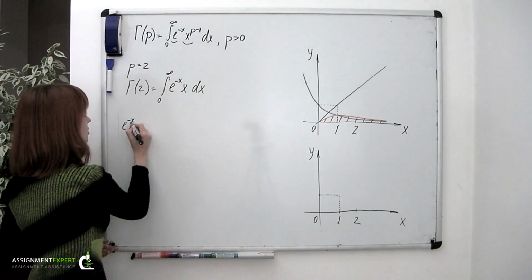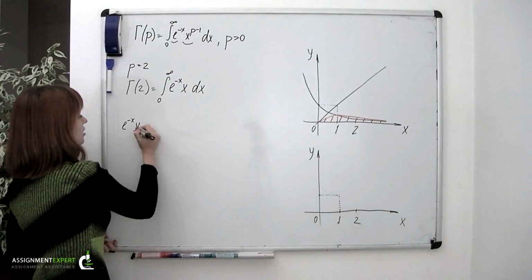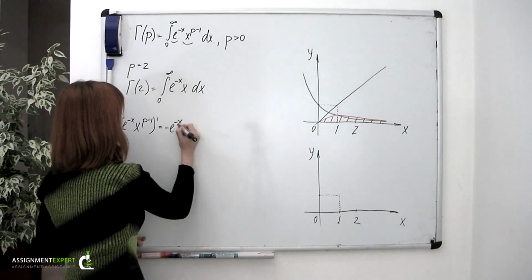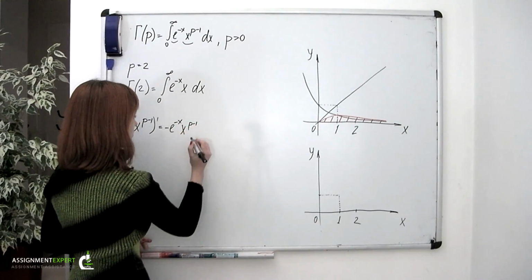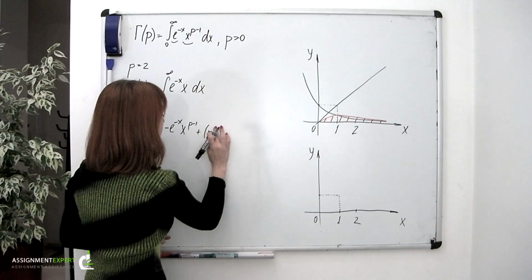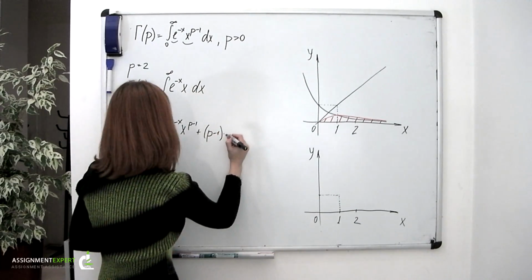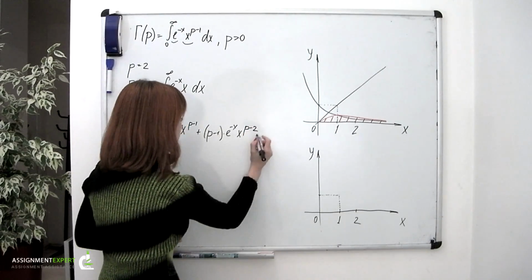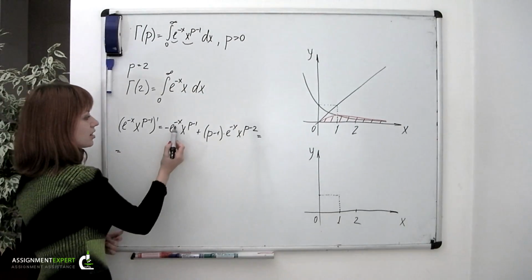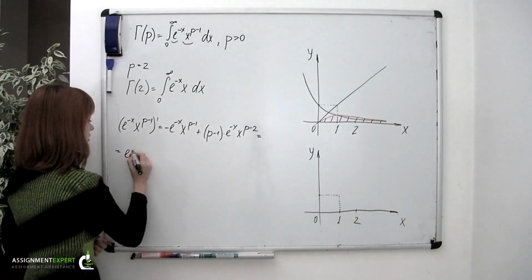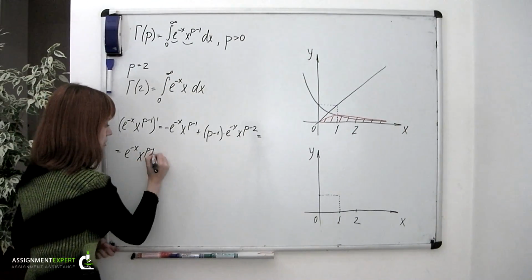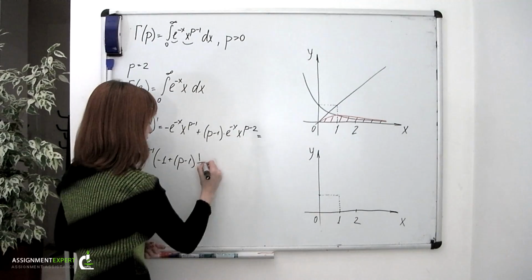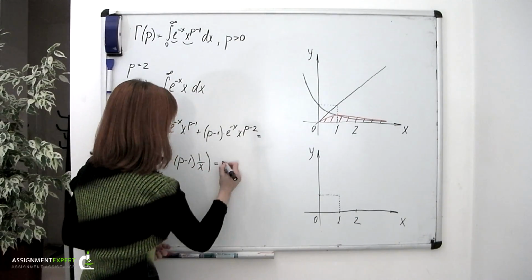So we have the derivative of e to the power of negative x times x to the power of p minus 1 equals negative e to the negative x times x to the p minus 1 plus p minus 1 times e to the negative x times x to the p minus 2. We can factor out e to the negative x times x to the p minus 1 and obtain e to the negative x times x to the p minus 1 times negative 1 plus p minus 1 times 1 over x equals 0.